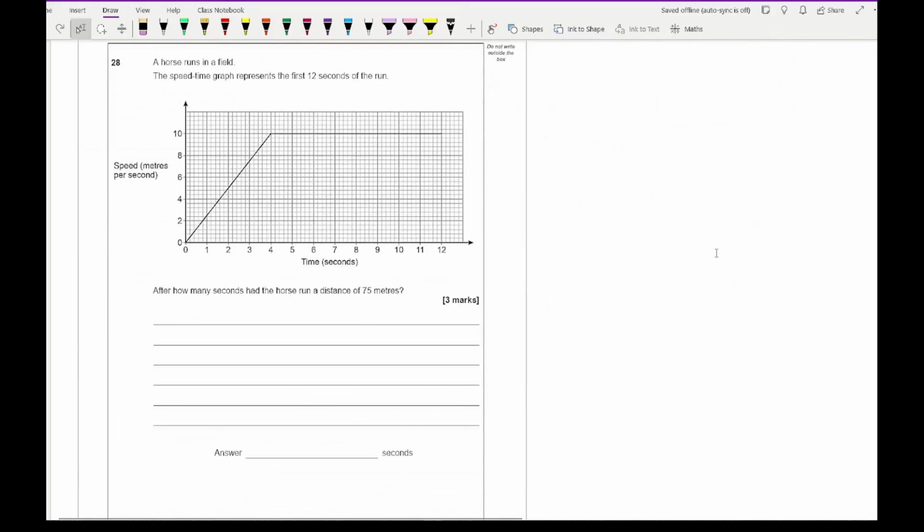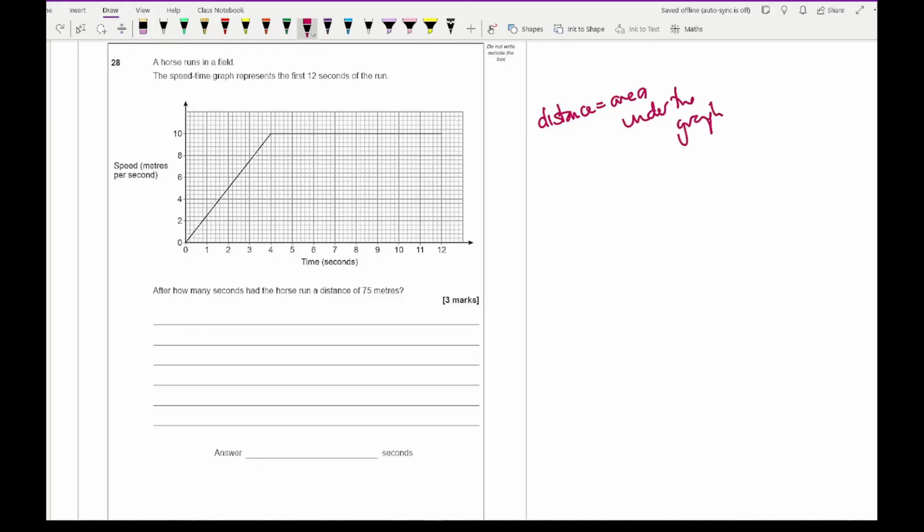Then looking at question 28, it says the horse runs in a field. The speed time graph represents the first 12 seconds of the run. After how many seconds had the horse run a distance of 75 meters? Now the key thing to remember is in the speed time graph, that distance is the area under the graph.